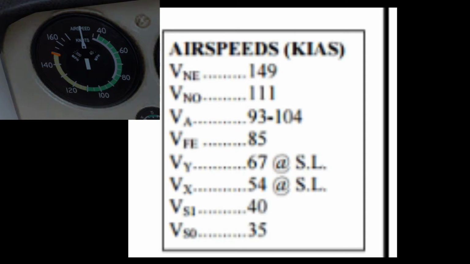VNO, which is our next V-speed, is the maximum structural cruising speed. So in other words, it's the maximum speed for normal operations. That is found as the end of the green arc on the airspeed indicator. If you are flying, that's the maximum speed at which you can fly in the Cessna 152 with a little turbulence, basically turbulent air.